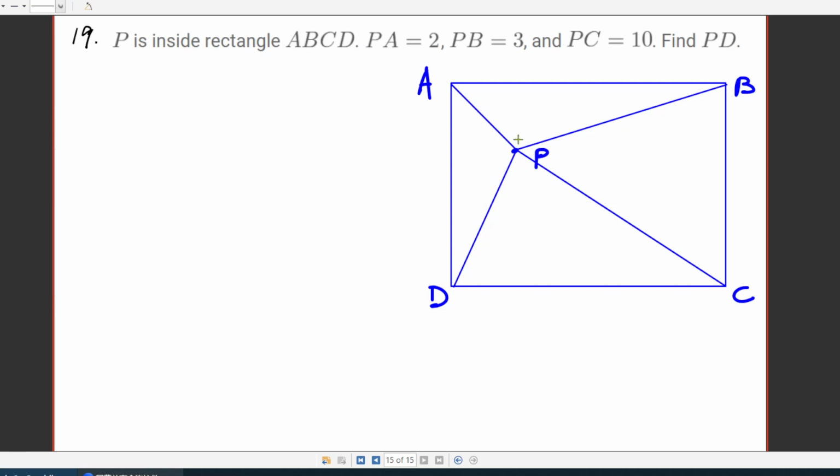Well, it seems that we could make use of some auxiliary lines. So probably we can draw altitudes from P to the sides of the rectangle. Okay, draw a perpendicular line here and draw another perpendicular line here. And let's call the feet X, Y, Z, and W here.